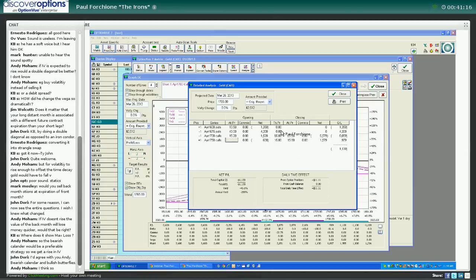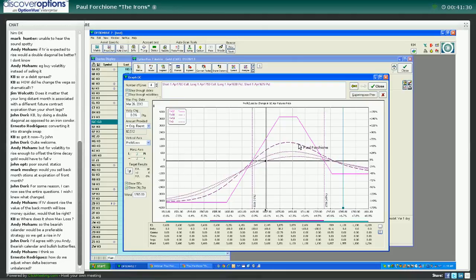So here was the prices we got in at. Here's the theoretical prices at expiration. You take the differences, and here's what your losses or profits are, and that's the $1,130 loss. So OptionVue does give you the ability to check any point on the graph that you wish.